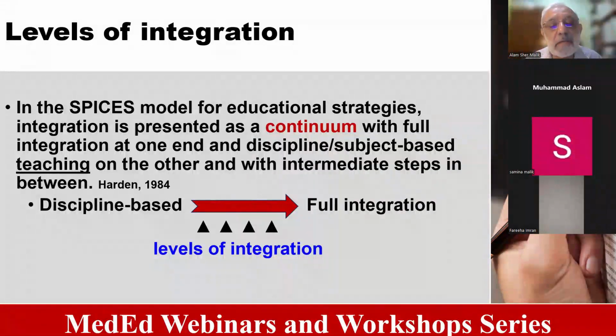There is a continuum. So if we start from discipline-based and then move on to full integration in curriculum, there would be a number of levels, a number of stages which would come. So that's why Harden has described these 11 levels of integration. And again, what level of integration is there in our curriculum would influence the type of questions we are going to construct for assessment of students.